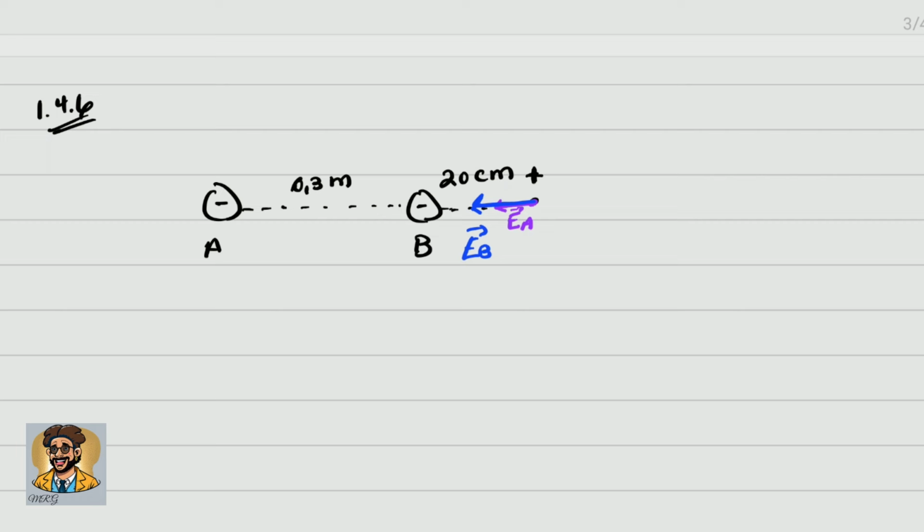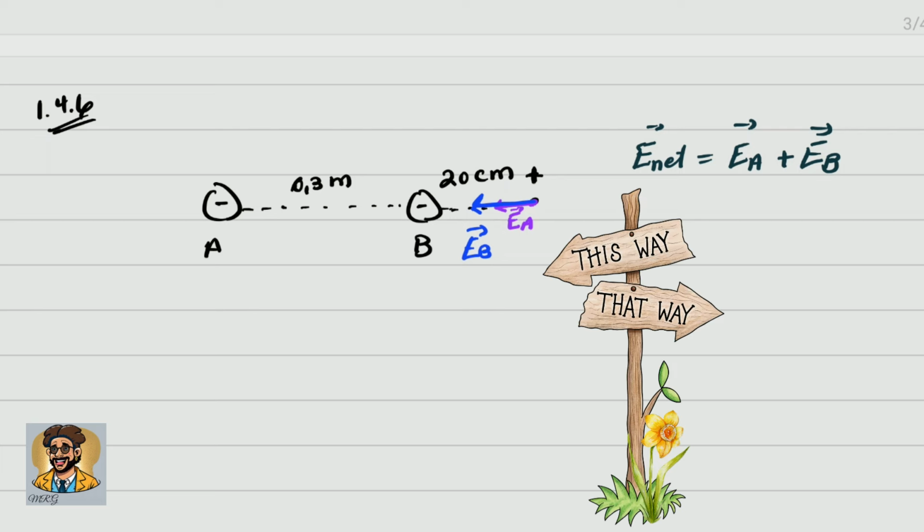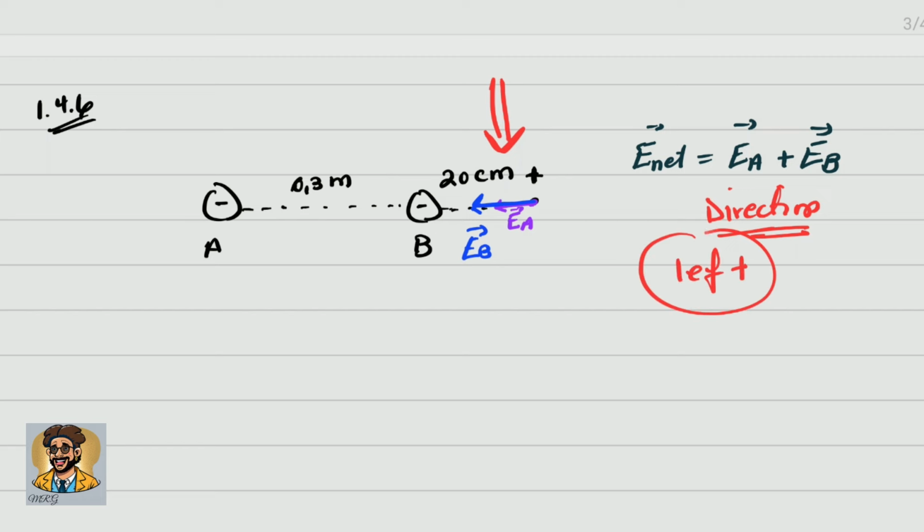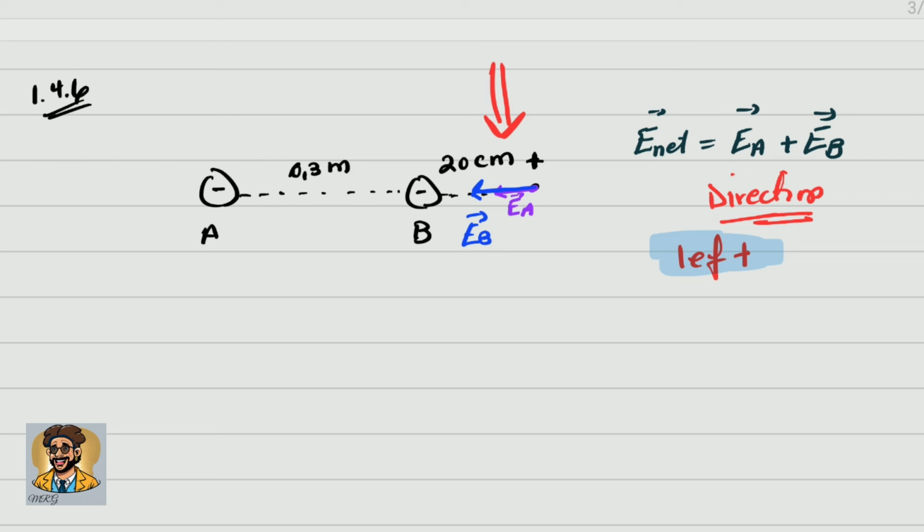Okay, so now we need to calculate the net electric field at that point. And then we go all the way to the topic related to vectors. E net is equal to E A plus E B. This is vectors all the way to the beginning of grade 11. Now, when you are working with vectors, you need the direction. Direction is important. Now, note the following. Look here, and you can see that the two vectors are pointing to the left. So I'm going to say left is positive, and that will give us an addition here.